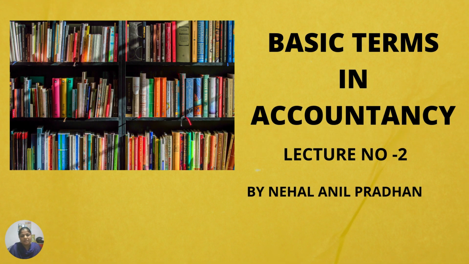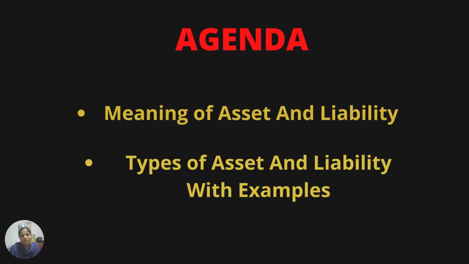Okay, let us start the second lecture on basic terms in accountancy. The agenda of the second lecture is the meaning of asset and liability, and second, types of asset and liability with examples.